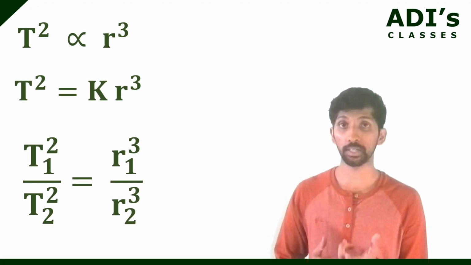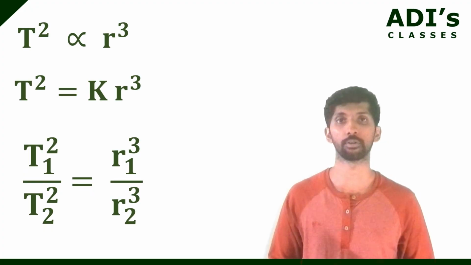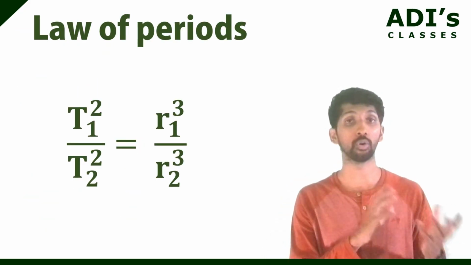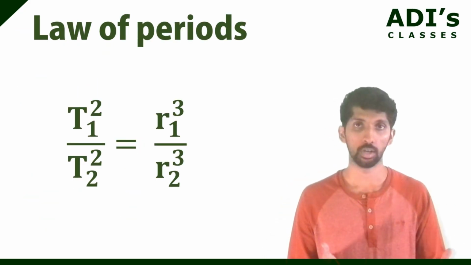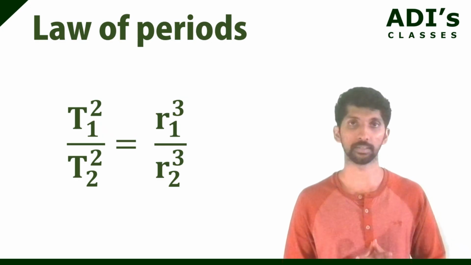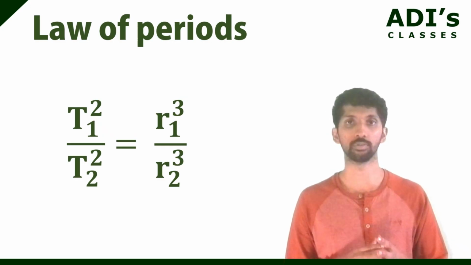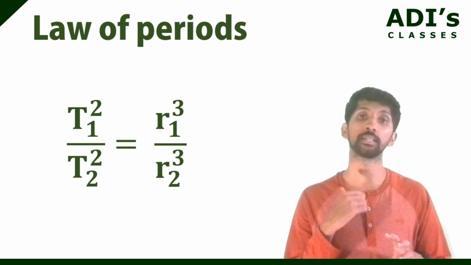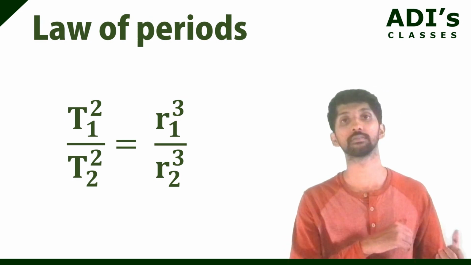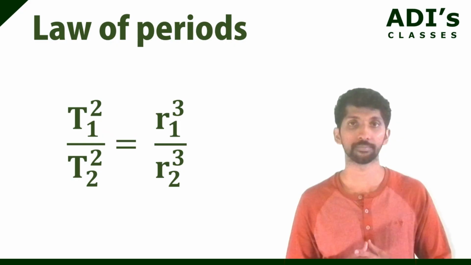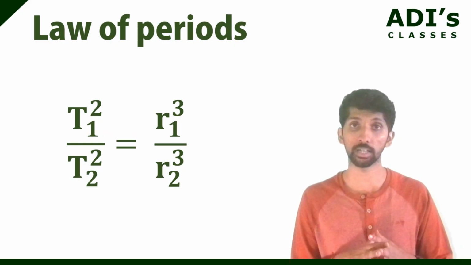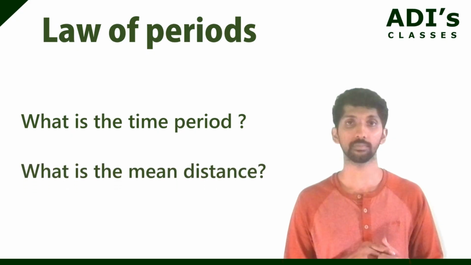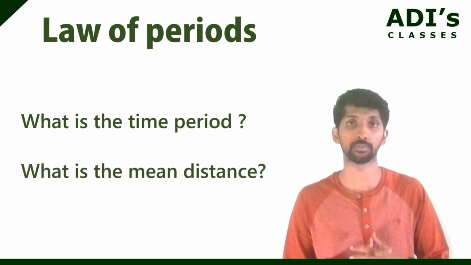This particular law is very important because usually we consider one of the known quantities, something like the moon. We know the period of the moon, that's very easy, and we can also calculate the mean distance of the moon. Using this, for any other planets, say planets in some exosolar system, we can figure out the time period and the mean distance using this relation. This law is very useful.